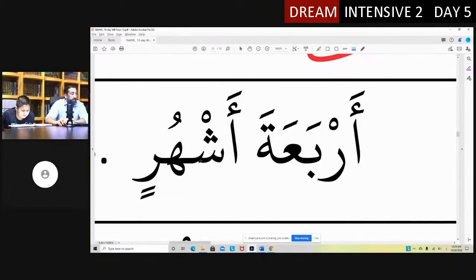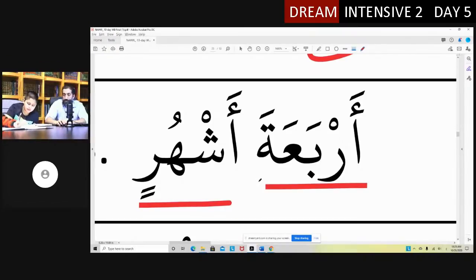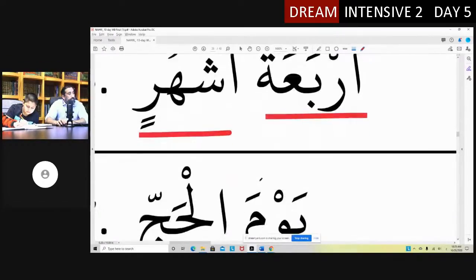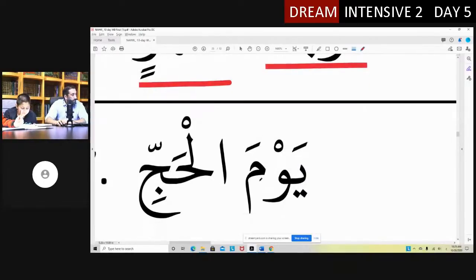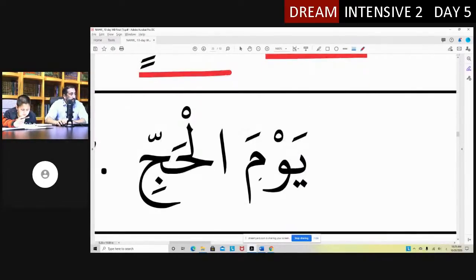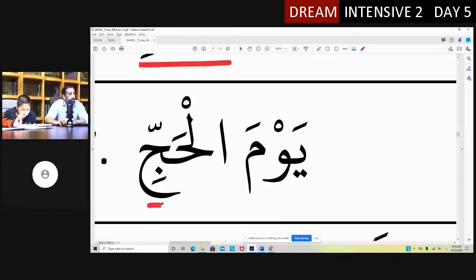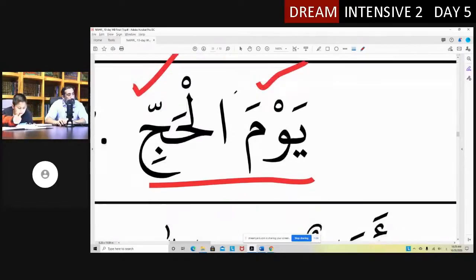Arba'ata ashhurin. Light and light, no al. So this does match the profile for mudaf, and then ashhurin is jar. So this matches, so it works, right? They're fully flexible, yes. Yawm al-hajji. No al. Light. So that looks good. And then the next is mudaf, and then hajji is jar. Yep, so that matches.